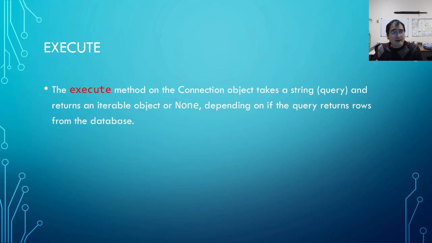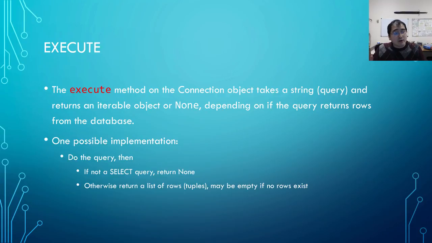So let's go and talk about that. The execute method on the connection object takes a string, which is a SQL query, and returns an iterable object, which is really, for the most part, just a list, or None, depending on whether the query returns rows from the database. So one way that you can implement this is you can do the query, and then if it's not a select query, you could just return None. Otherwise, you return a list of rows, which, if you're doing it according to my solution, each row is a tuple. And you're allowed to return an empty list if no rows exist. Like if I call select star on a table that doesn't have anything in it, it would return an empty list.